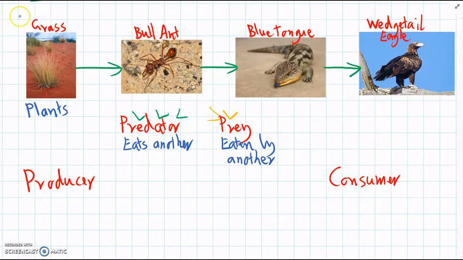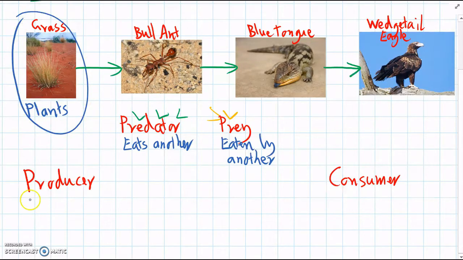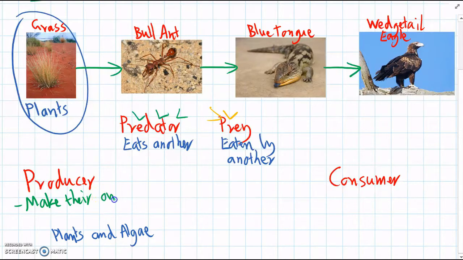Every plant is a producer, as well as other things like algae. So all plants and algae are producers, and we find them always at the very start of a food chain because they make their own food. Or in other words, they get their energy from the sun instead of eating something else.